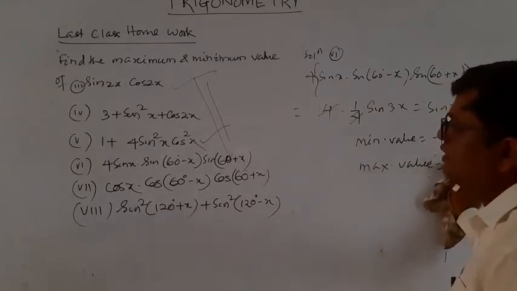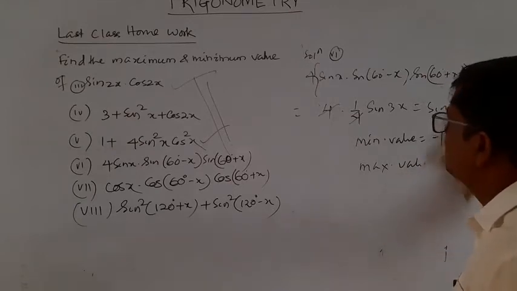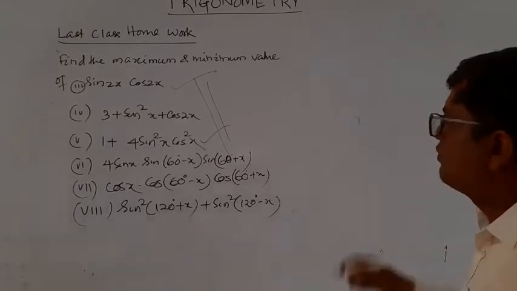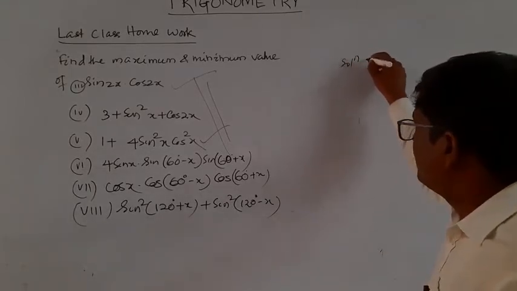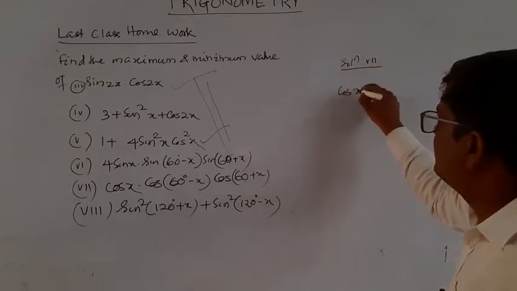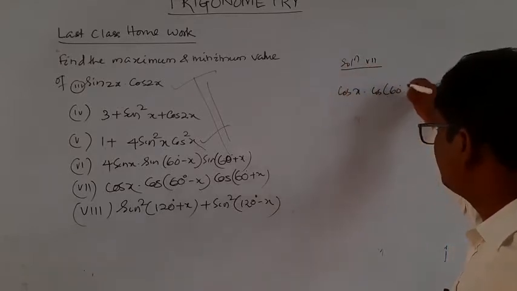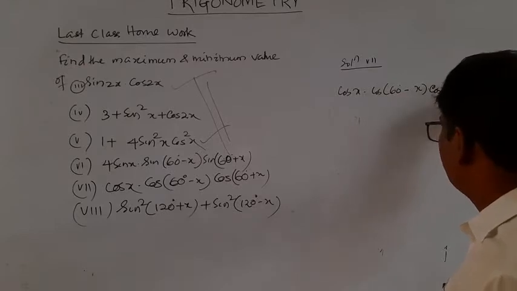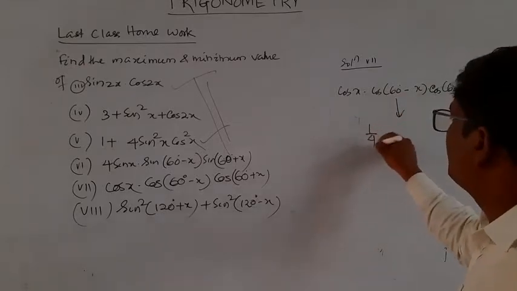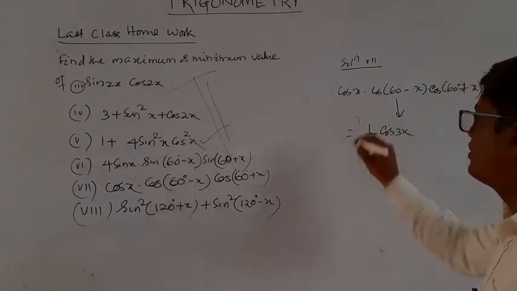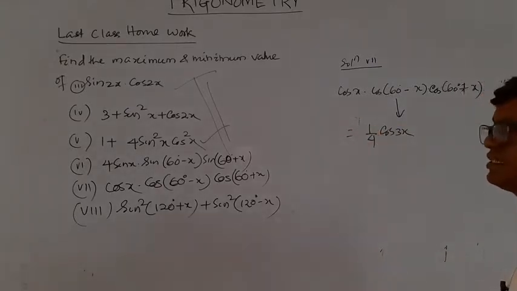Now question number 7 is exactly similar to question number 6, same procedure. Solution of question number 7: cos x into cos 60 minus x into cos 60 plus x. What is the formula for this? This is 1 by 4 into cos 3x. Minimum value of cos 3x is equal to minus 1.